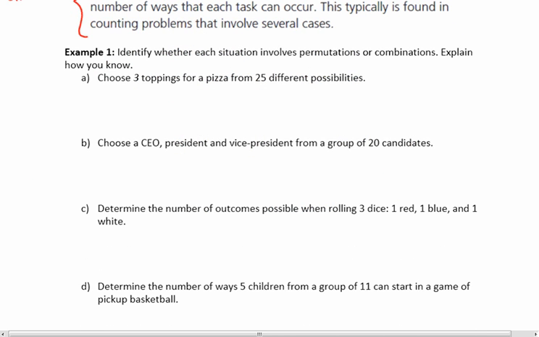So let's look at an example. Identify whether each situation involves a permutation or a combination and explain how you would know.